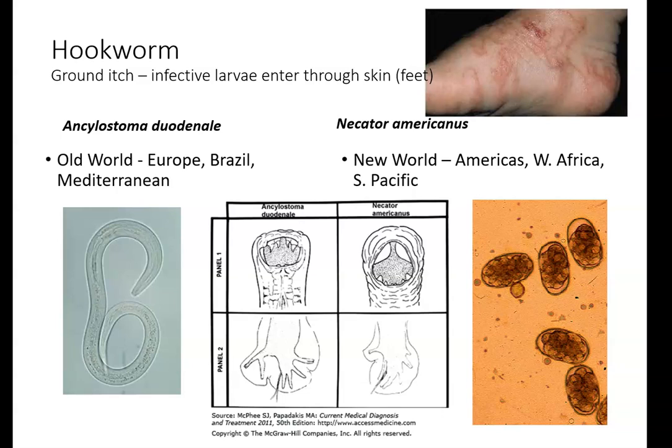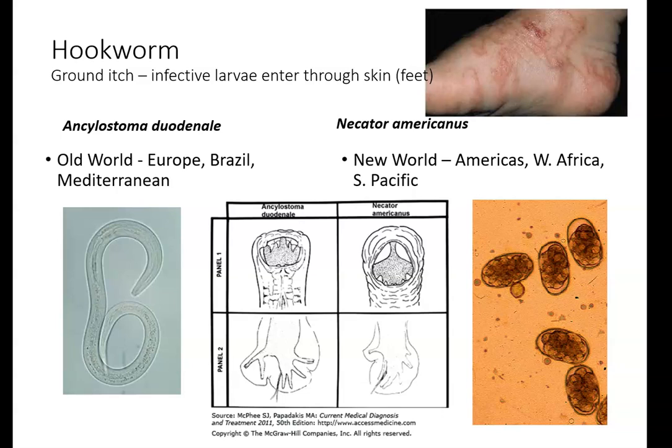So hookworms: Ancylostoma duodenale. I always say cyclostoma. Ancylostoma duodenale is the Old World hookworm, which is associated with Europeans, Brazil, Mediterraneans. That's where it's found. The New World hookworm is in the Americas, West Africa, and the South Pacific, and that is Necator americanus. So in the Americas is americanus. Okay. And Ancylostoma is Old World.